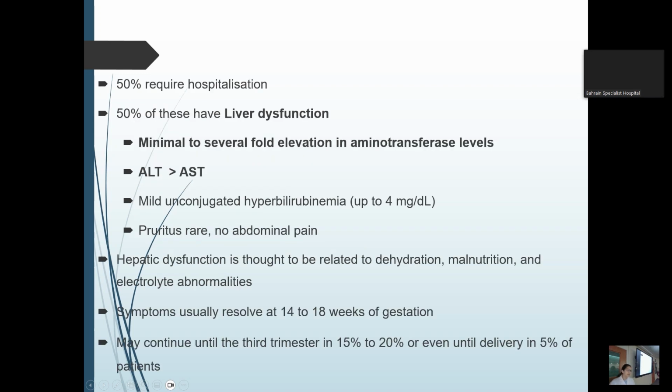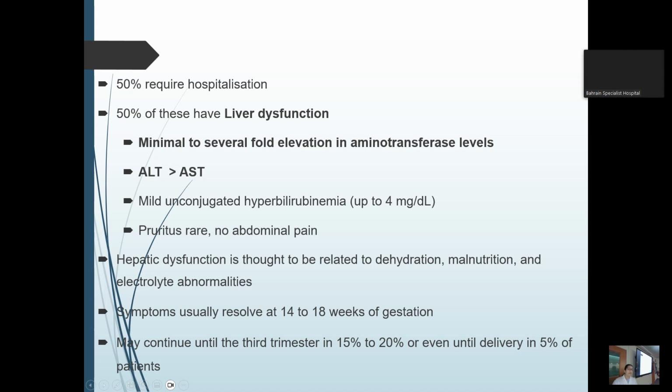50% of the patients require hospitalization, and out of these, 50% have liver dysfunction. There is minimal to several-fold elevation in the aminotransferase levels. ALT is more raised than AST. Mild unconjugated hyperbilirubinemia is there, up to 4 mg per deciliter. Pruritus is rare and mostly there is no abdominal pain. Hepatic dysfunction is thought to be related to dehydration, malnutrition, and electrolyte abnormalities.